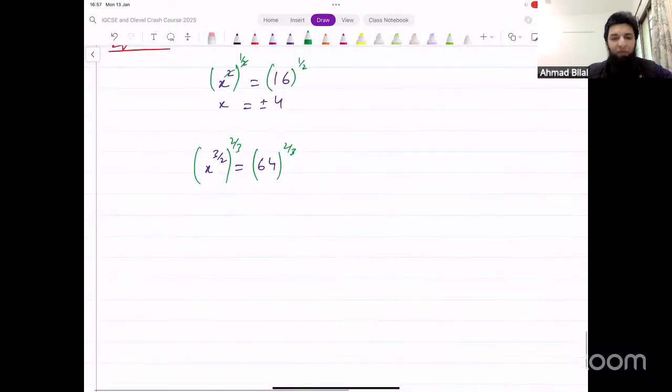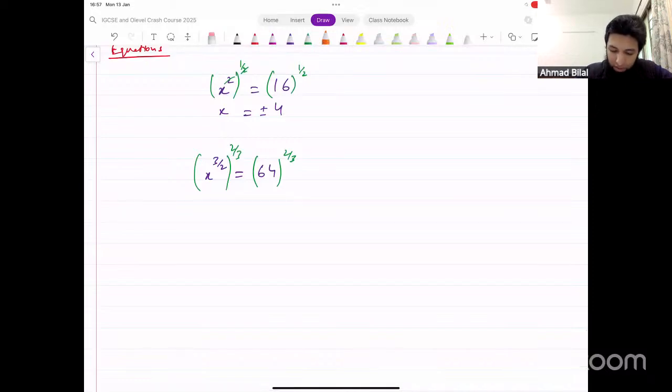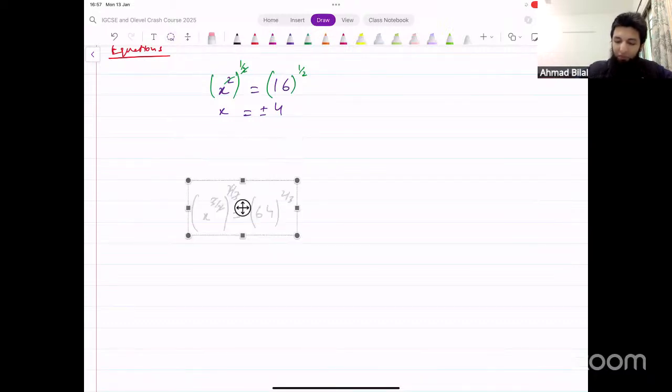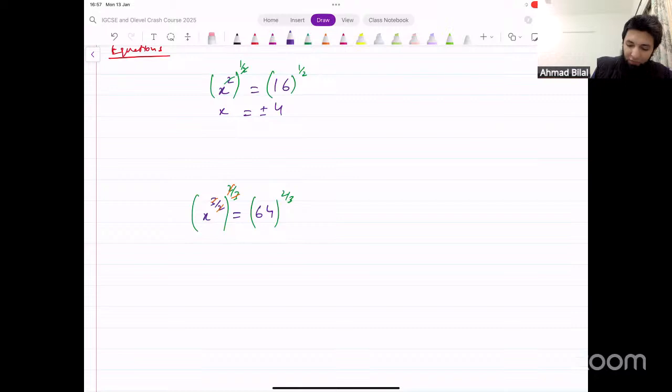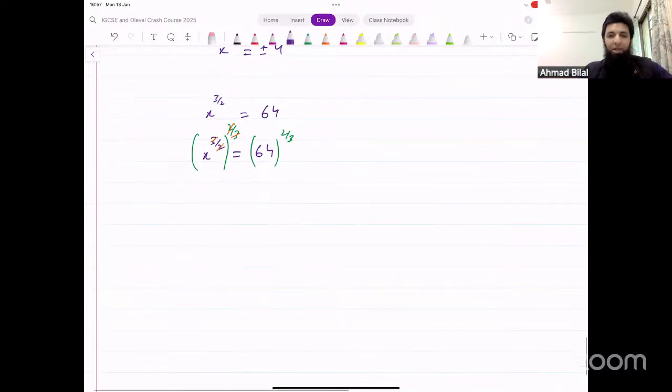Why? Because when we do that, 3 and 3 will get cancelled, 2 and 2 will get cancelled, and on the left side, we would just be left with power 1. And that's what we want, right? So we had x power 3 over 2 equal to 64. What we did was we raised both sides to the power 2 over 3, because on the left side now, we get power of 1, and that's what we wanted. On the right side, we've got 64 raised to the power 2 over 3. And now how do we evaluate this?